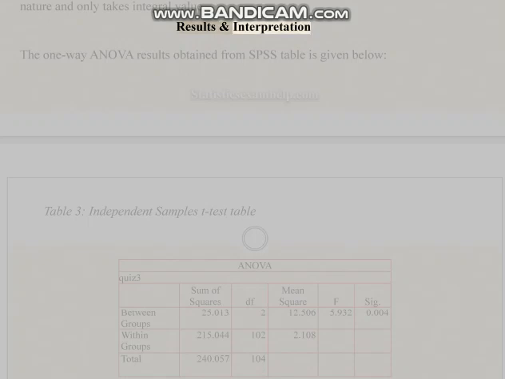Results and interpretation. The one-way ANOVA results obtained from SPSS are given in the table below. Table 3, ANOVA table.